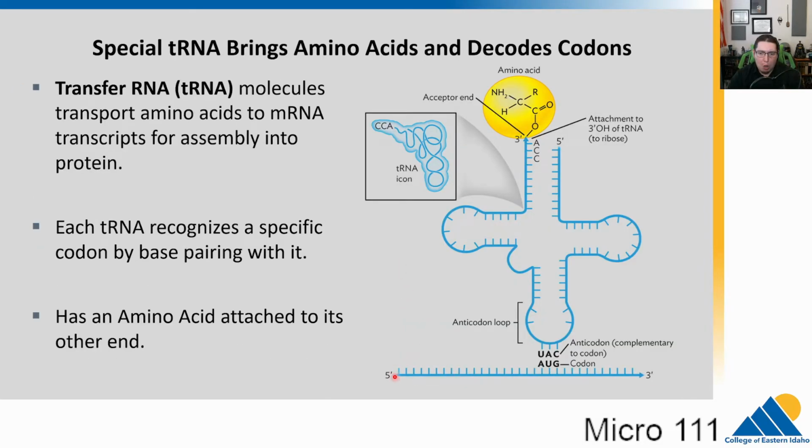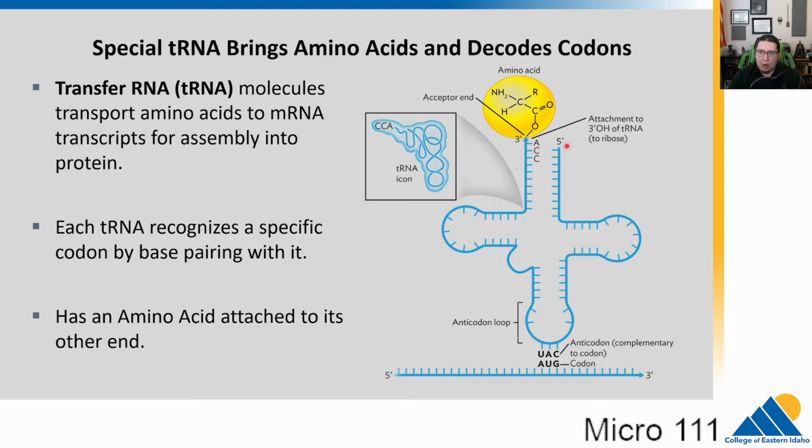Okay, so how does this actually work? Well, our mRNA has bases in it, right? And there are special RNAs called transfer RNAs or tRNAs that help to transport amino acids to the mRNA to match it up and basically decode the codons.